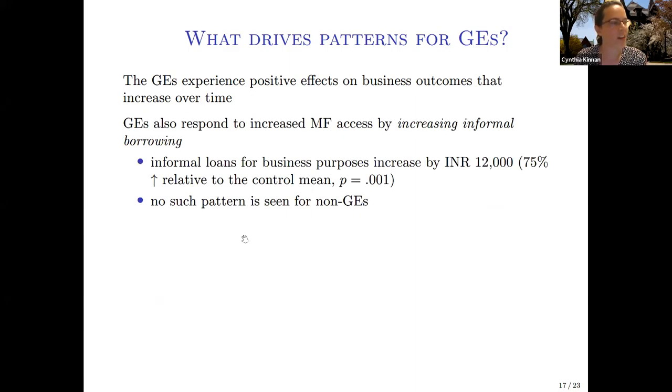So why do these gung-ho entrepreneurs experience these positive effects that increase over time? The last thing I'd like to tell you is that, although I didn't show you this in a quantile treatment effect plot, these gung-ho entrepreneurs respond to increased microfinance access by increasing their informal borrowing. If we ask households about all the loans they have from informal sources, meaning not from a bank and not from a microfinance institution, that they took for a business purpose, these gung-ho entrepreneurs increase their informal loans for business purposes by about 12,000 rupees, which is about a 75% increase relative to the control mean, and that's highly statistically significant.